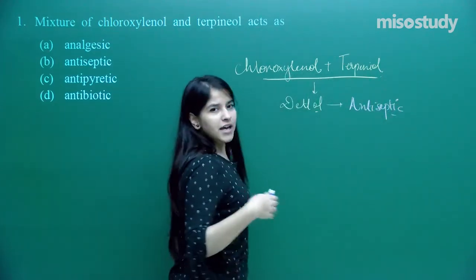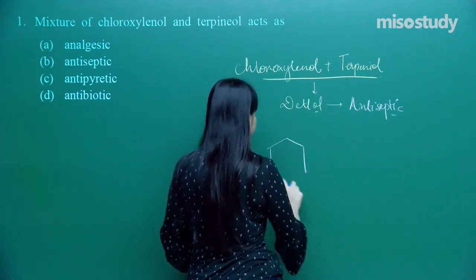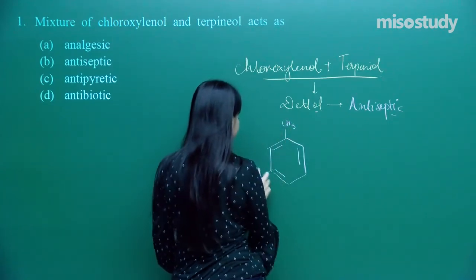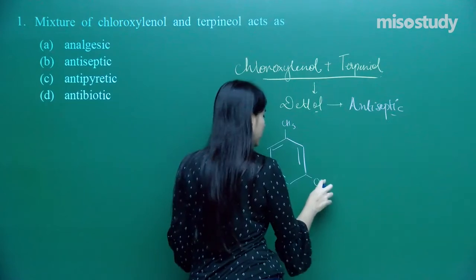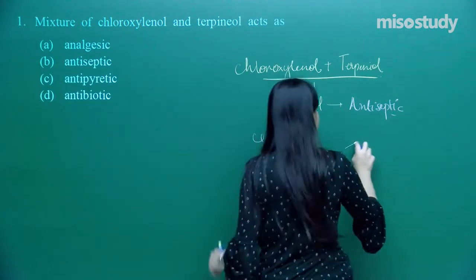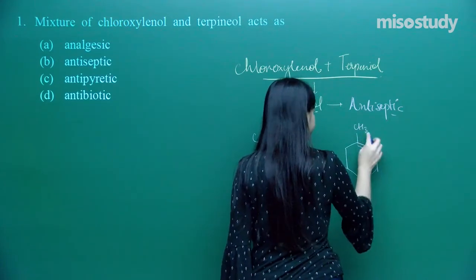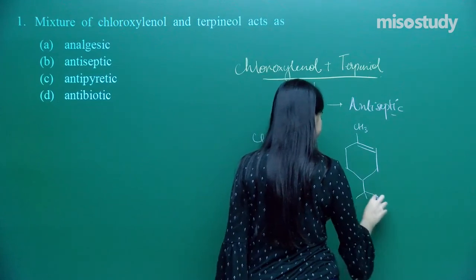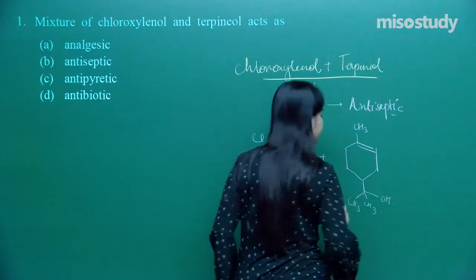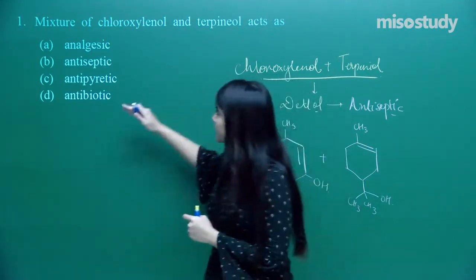Let us have a practice of the structures once again. So what is chloroxylenol? Xylene you need to draw, and that too metaxylene, along with OH and Cl. Terpineol will be something like this, CH3, and the last one is OH over here. So that is terpineol. So I hope you all have got it right. We have got the answer as well.